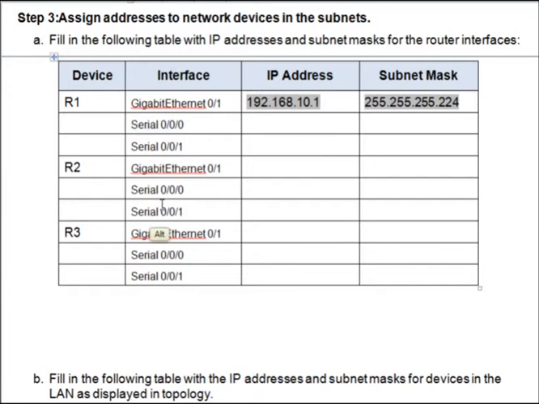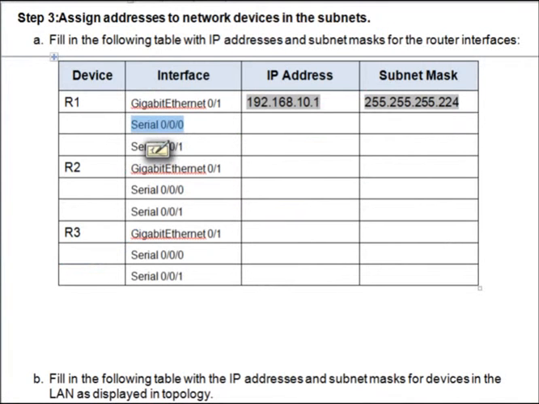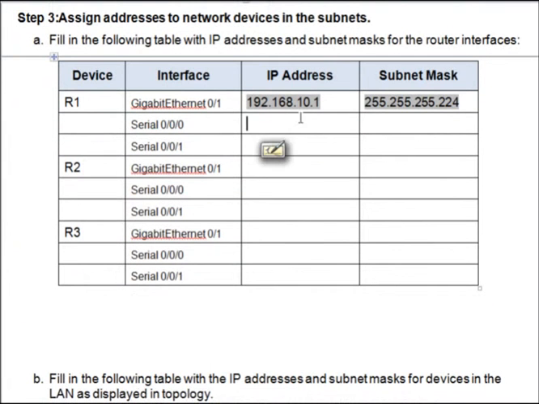Okay, so let's continue to look at the next interface for R1, serial 0/0/0. Let's take a look at the diagram over here. R1 0/0/0 is in subnet 1. So let's take a look at our subnet 1. In this case, our subnet 1 is at this portion over here. The available addresses we can assign are within this range, 33 to 62. So maybe we can assign the address 192.168.10.33, any address within the range, and the subnet mask will be the same.